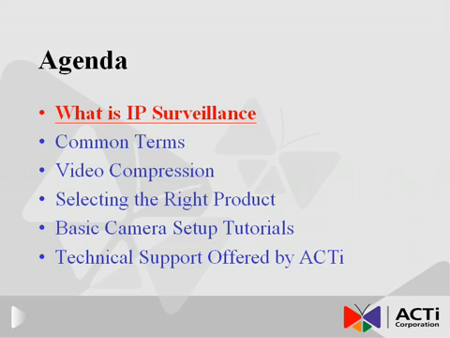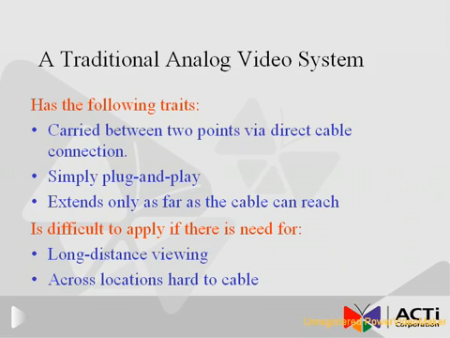We now start off with what is IP surveillance. A traditional analog video system as we know it is simply point-to-point transmission of video. It is carried between 2 points via a direct cable connection. As long as we have a source, such as a camera, and a receiving device, such as an analog monitor, the installation is simply plug and play. This, on the other hand, also becomes a limiting factor for the analog system because the video only extends as far as the cable can reach. Long-distance viewing becomes very difficult, as do difficult installations such as cabling across tall buildings.